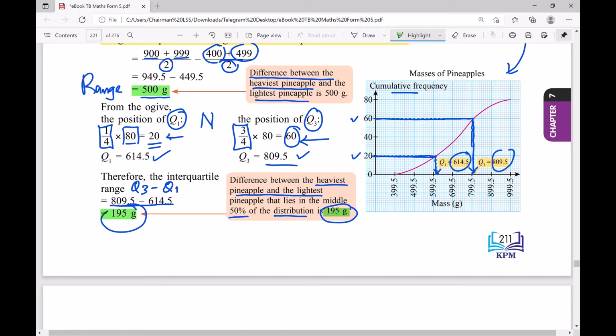So quite a big difference, but more accurate is the interquartile range if you have extreme data. If you have extreme data, IQR is better, because what you do is you find the middle 50% of the distribution, the interquartile range.